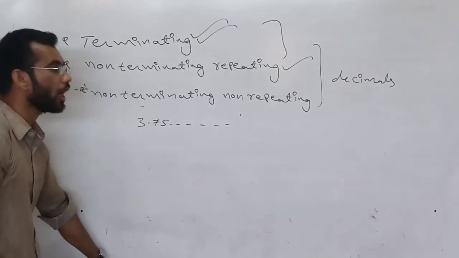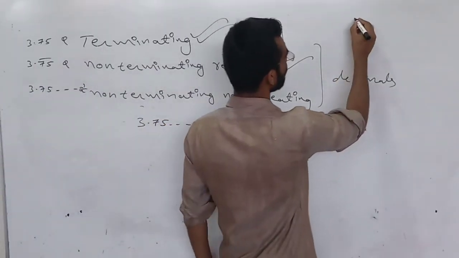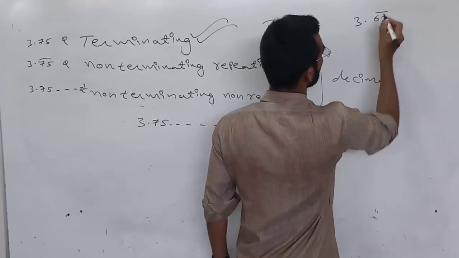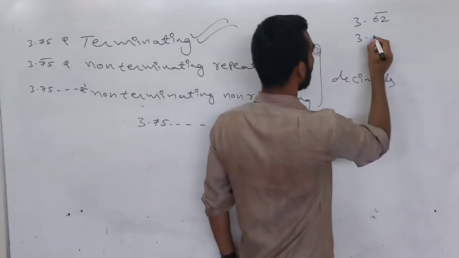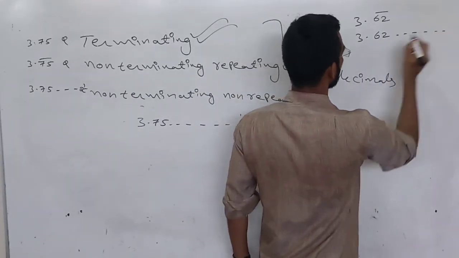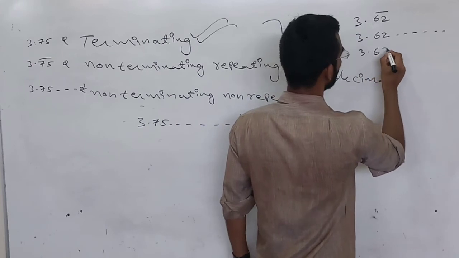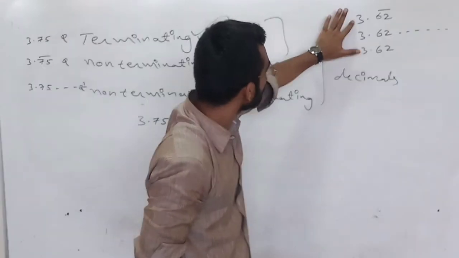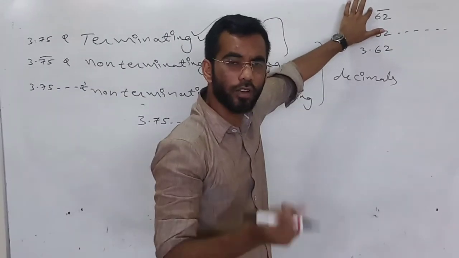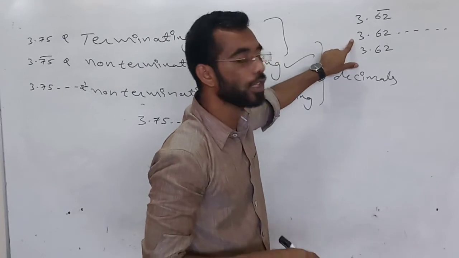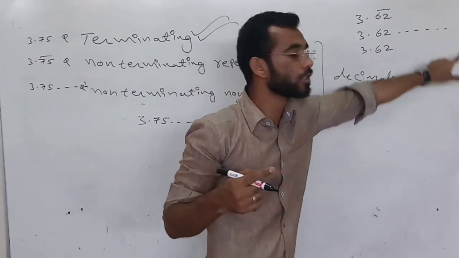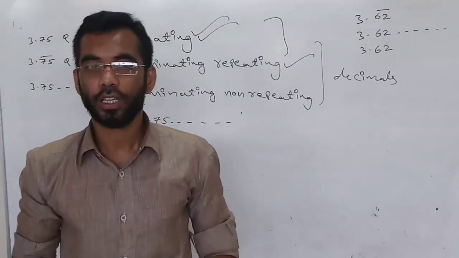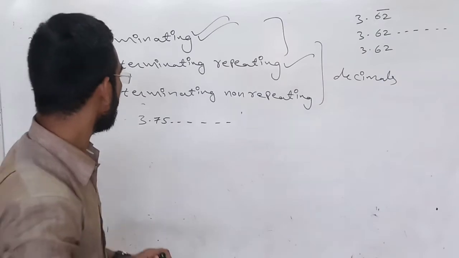Now I am giving a question to you: 3.62 bar, 3.62 dash dash dash. Give your answer in the comment box about 3.62 bar, which type, rational or irrational. Is it rational or irrational? Give your answer in the comment box.